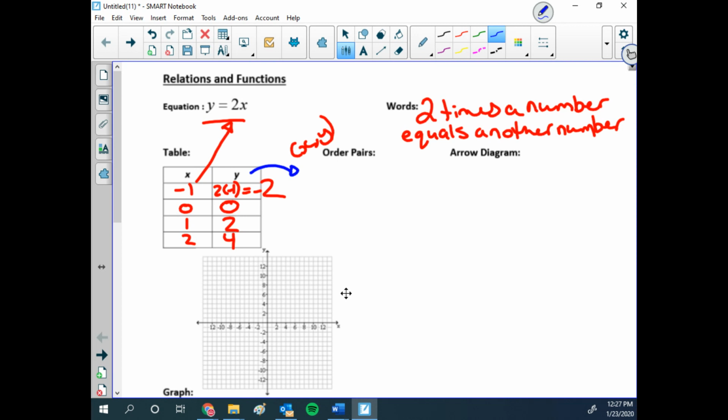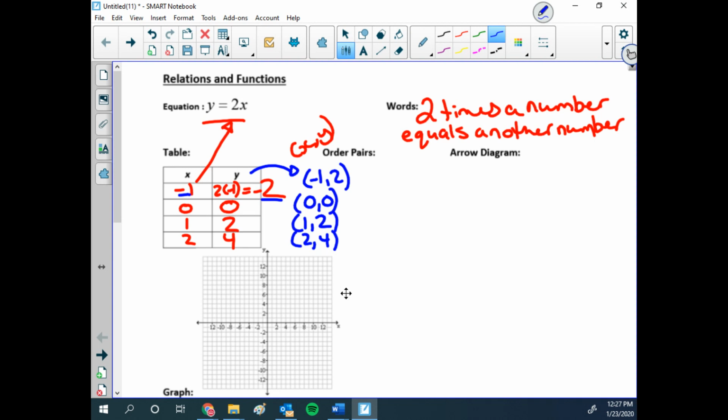So if I was to plot this line, there would be a point at -1, -2, x, y. And I could just do that with all of them. There's a point at 0, 0. There's a point at 1, 2, and there's a point at 2, 4. All of those points for me.